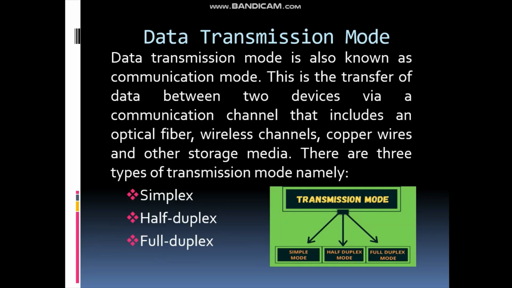One of our objectives states that you're supposed to be able to define data transmission mode. Well, data transmission mode is also known as communication mode. And this is the transfer of data between two devices using a communication channel that includes an optical fiber, wireless channels, copper wires, and other storage media. There are three types of transmission mode, namely simplex, half duplex, and full duplex.